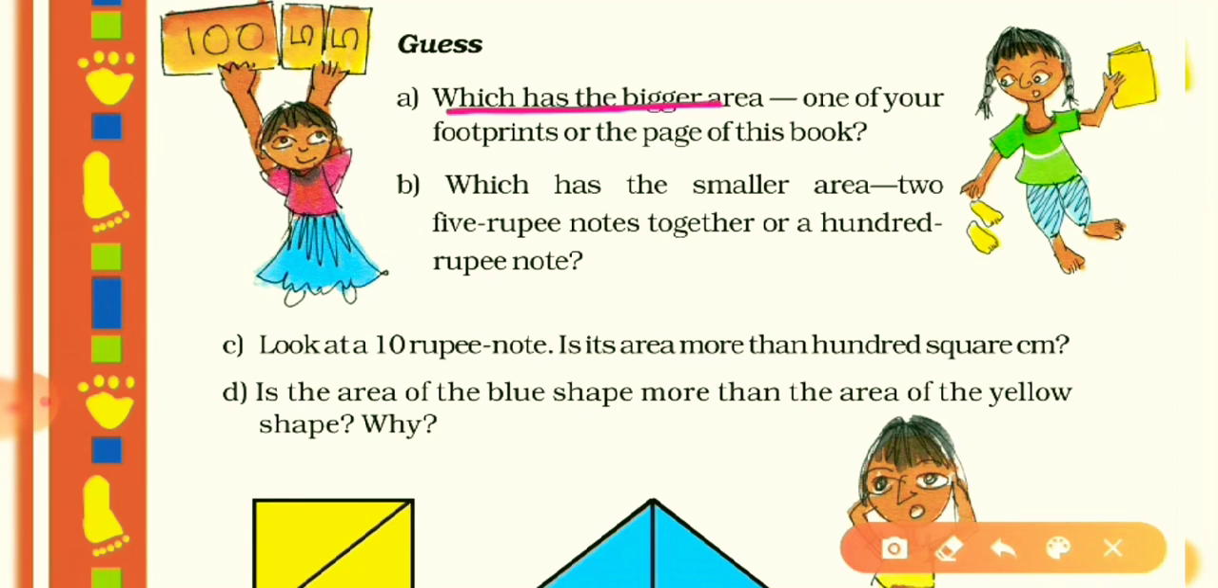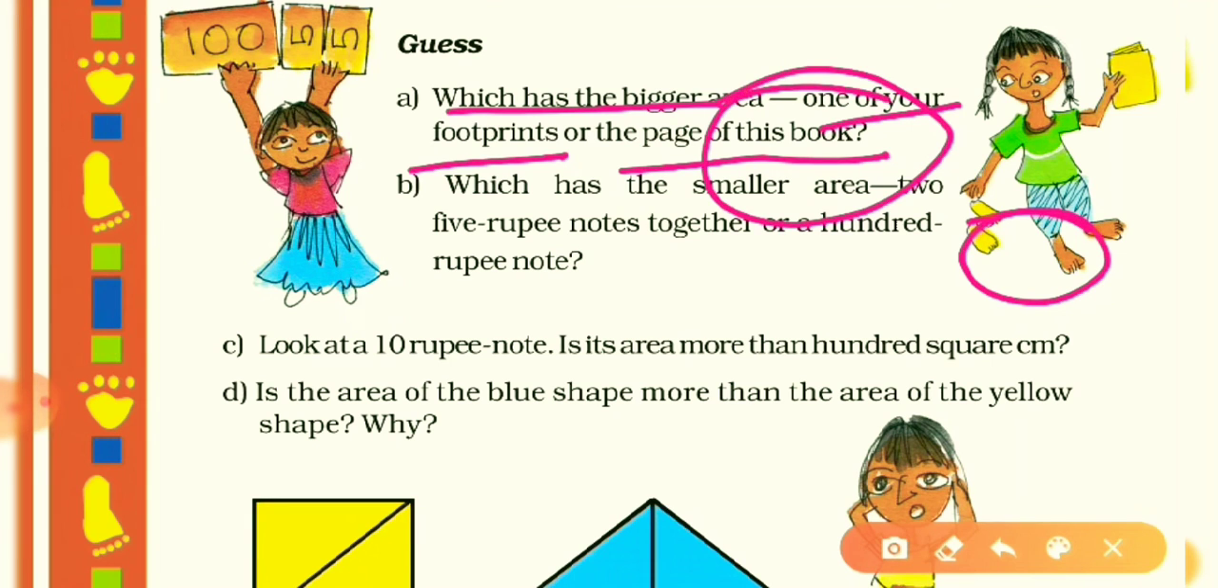So let's think about it. One of your footprints or the page of this book. So your footprint will be very small, okay, compared to the page of this book. So definitely the page of this book will be greater, it will have a greater area.